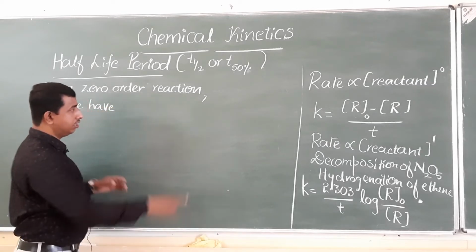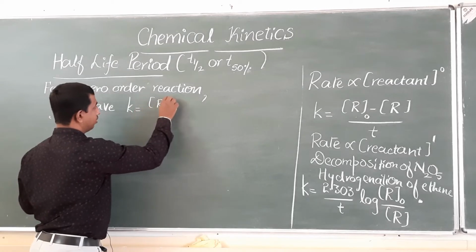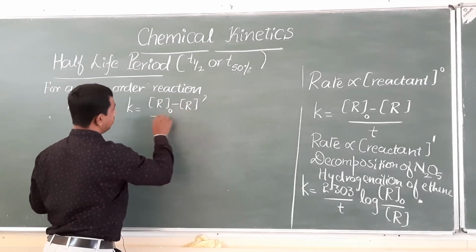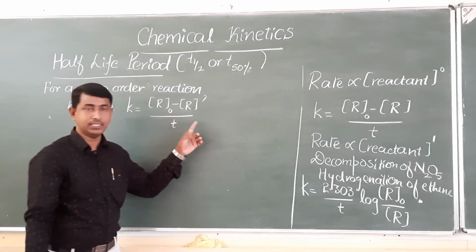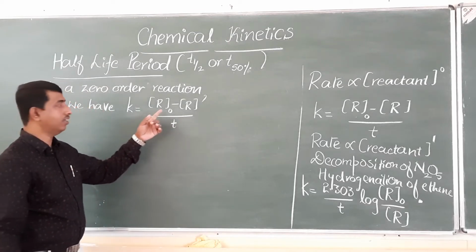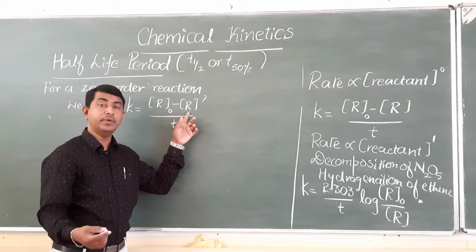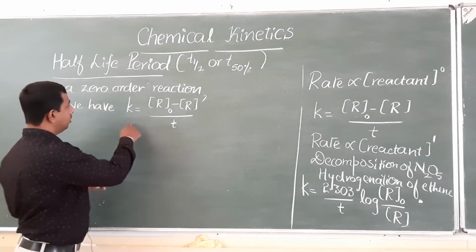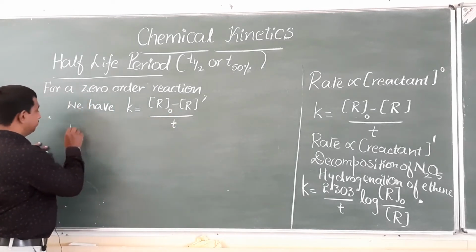the expression K equal to R naught minus R by T. What is R naught? R naught is the initial value, R is the concentration of the reactant remaining after time t. So, K equal to R naught minus R by T.